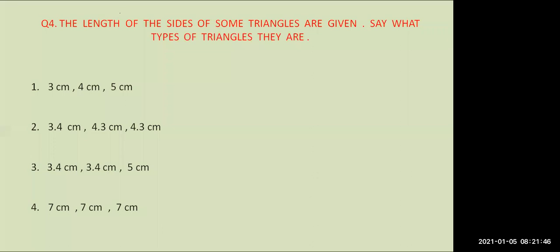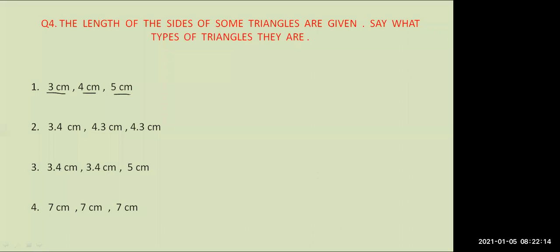Now you have to observe the measurement of sides: 3 centimeter, 4 centimeter, 5 centimeter, and then you have to name the type of triangle it is on the basis of sides only, because measurements of angles are not given. So we don't know what angles they have. So we have sides. So we will observe the triangle. We will name the triangle on the basis of the measurements given to us.